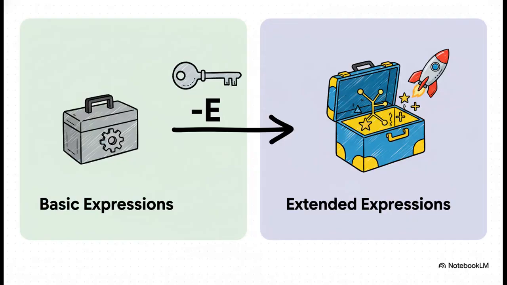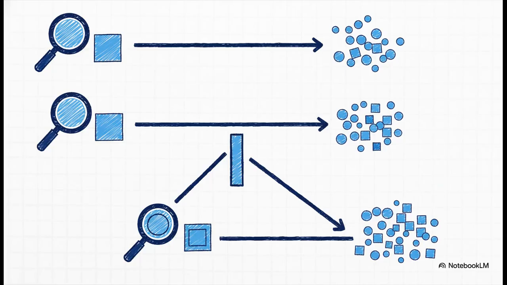Now, the main difference here is that you have to tell grep you want to use these fancier patterns. You do that by adding the -e flag. And the big payoff for doing that is you get access to new operators, like the OR operator, which is an absolute game changer. This vertical bar, or pipe symbol, is awesome. It lets you search for multiple things at the same time. So instead of running grep twice, you can combine everything into one clean command.